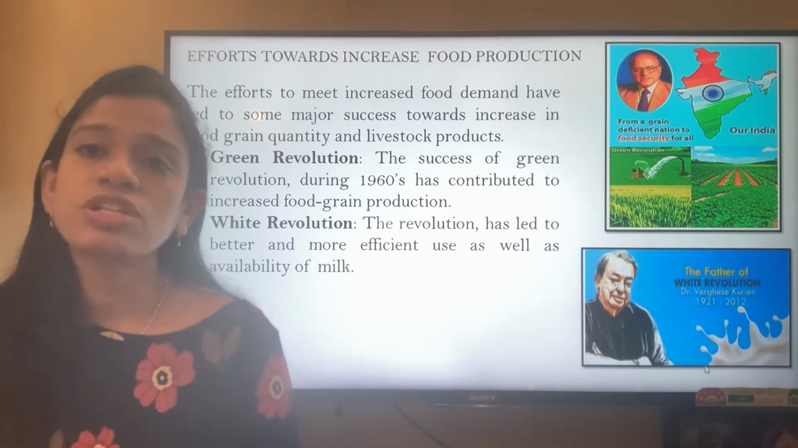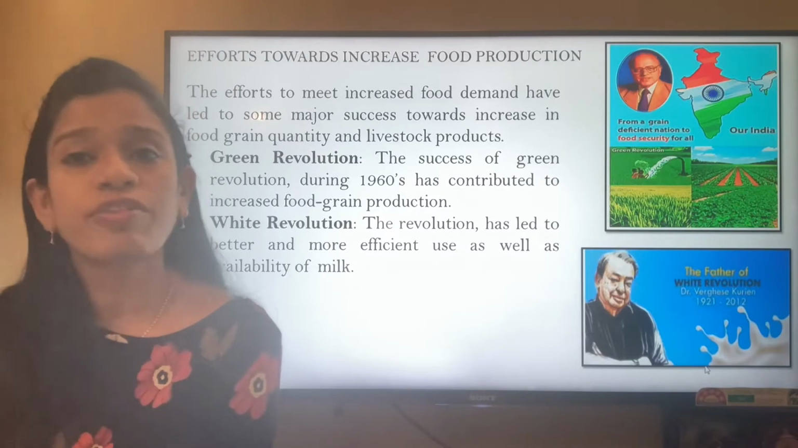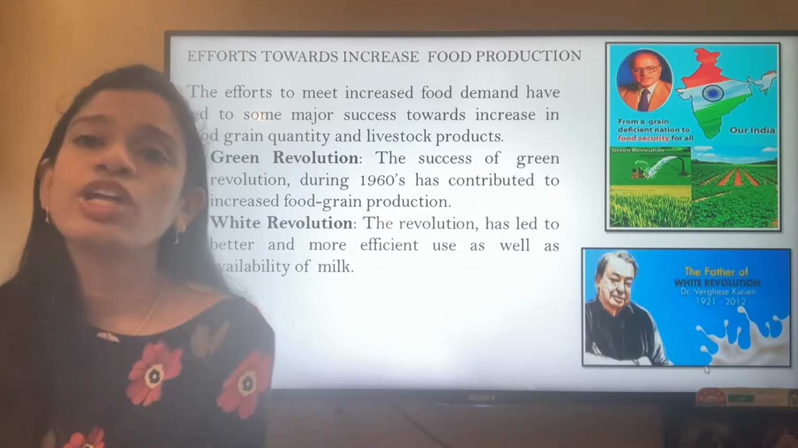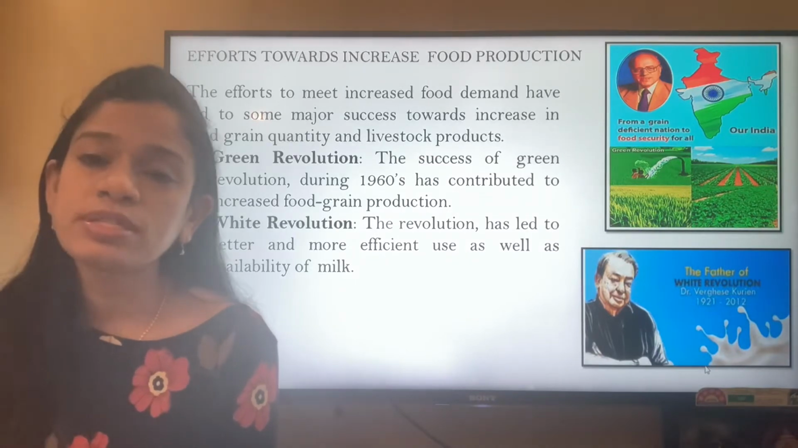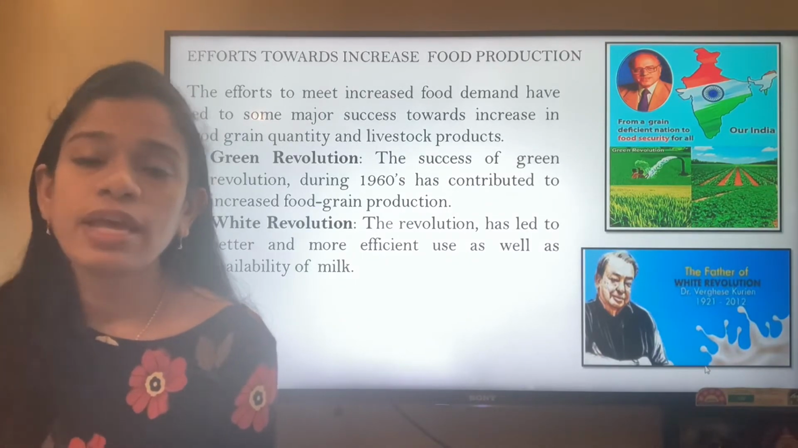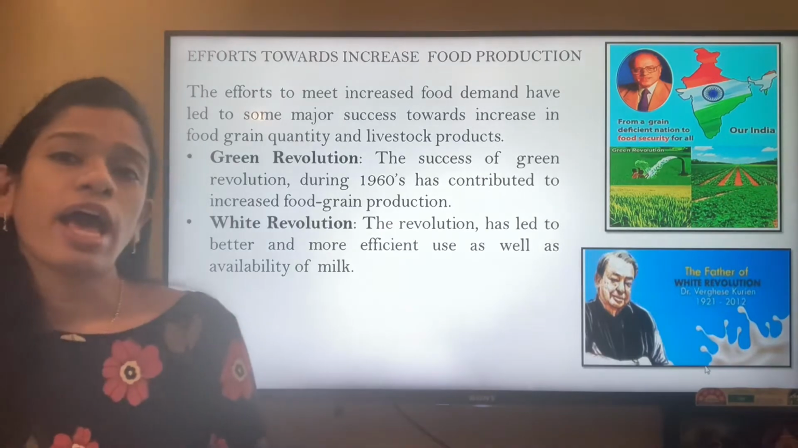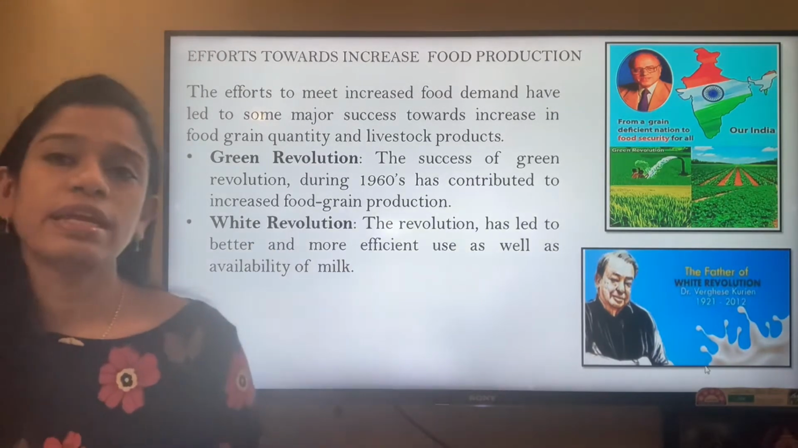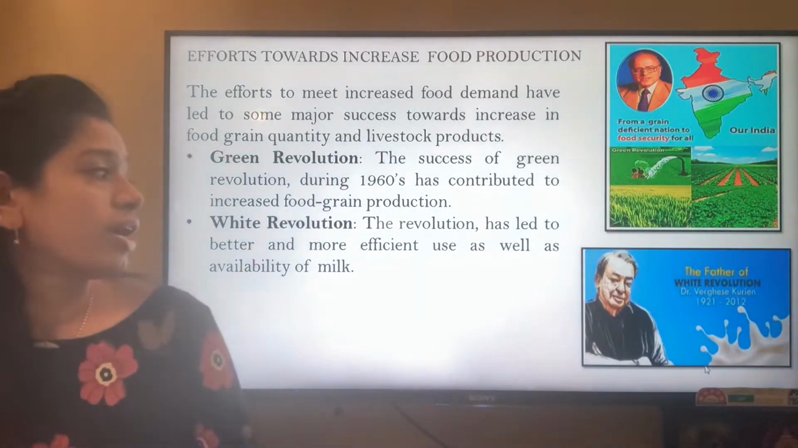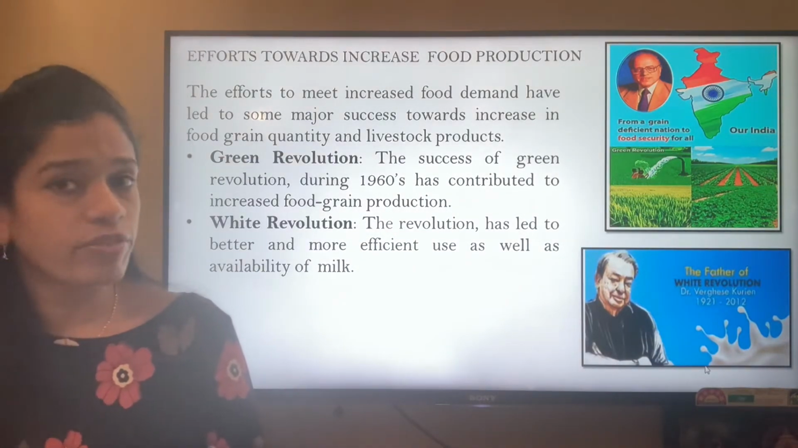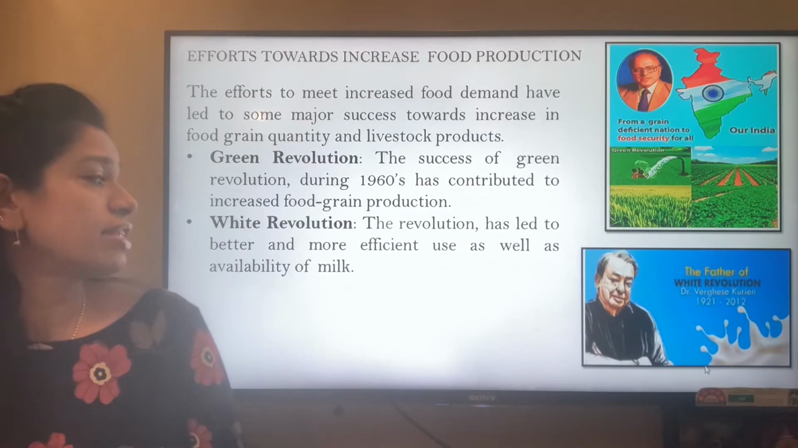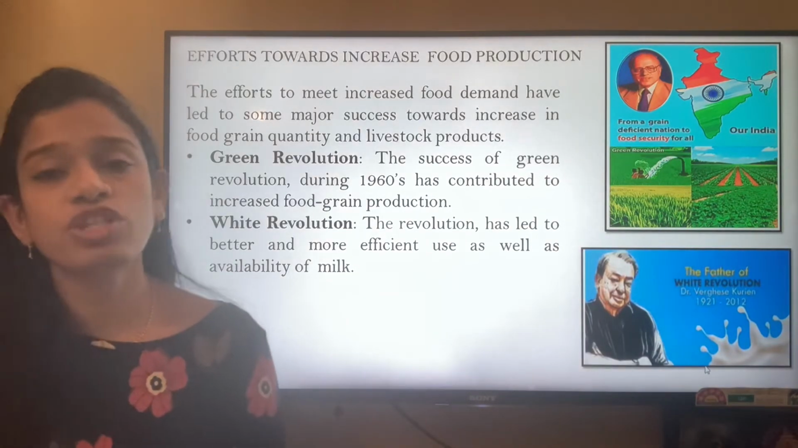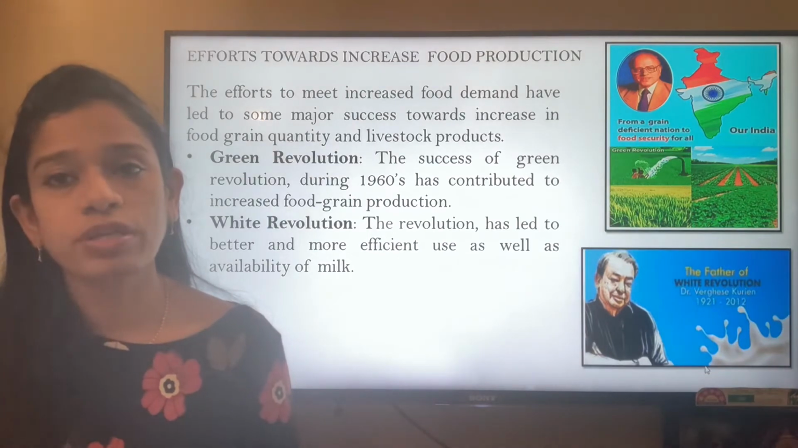For the agriculture sector, it is named the Green Revolution as it involves crops, and it led to a considerable increase in crop yield. And simultaneously, another revolution also took place in Anand, Gujarat, known as the White Revolution, and this revolution has led to better and more efficient use as well as availability of milk and milk products.